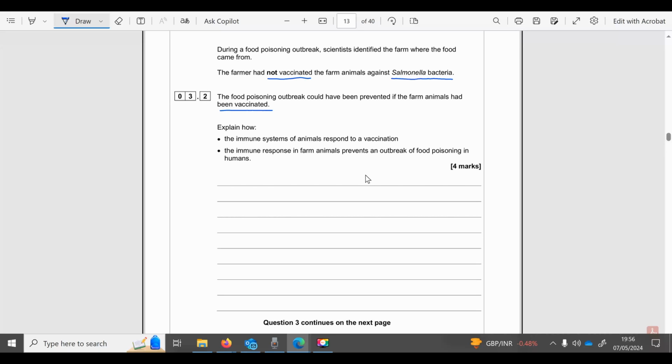So what's the key point from this question now? They've told us the specific type of pathogen, Salmonella bacteria. And we remember that bacteria produce toxins and they reproduce rapidly. Next key point in this question is vaccination. What is a vaccine? It's a dead or weak version of a pathogen.